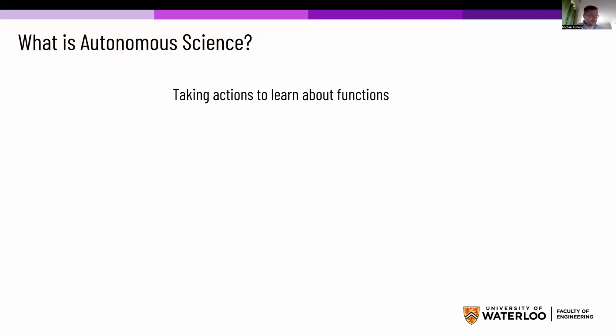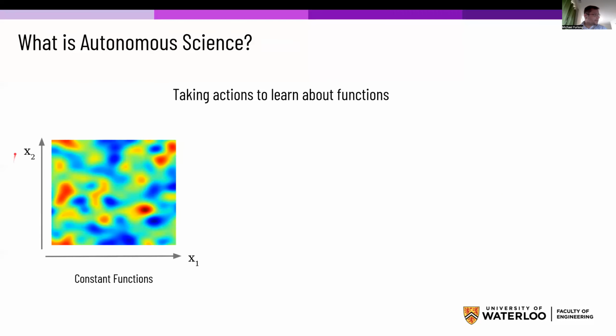There are a lot of different ways you could describe it, but at its heart, it's about taking actions to learn about functions, or at least that's how I think about it. You might have some state space or action space, x1, x2, and you have some function defined over the action space. In this case, it's a constant function, so it doesn't change with time. There may be some measurement noise, observation noise, some variability in the system, but if you sample at any one point in the action space, or the input space, or the domain of the function, you should get the same or similar results every time.